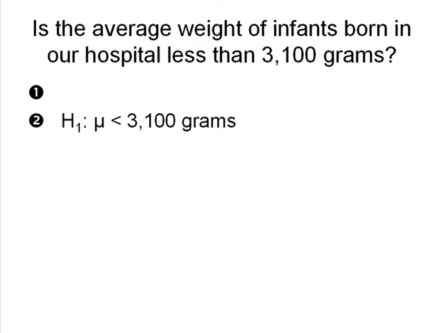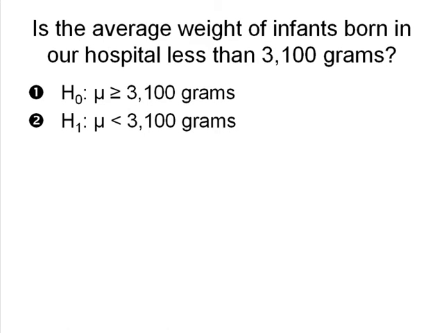And in this case, what I do is I start with the alternative hypothesis. I start with what your book calls step 2. So in this case, what I'm asking is if the mean is less than 3,100 grams. So that's what I write down. And then I move on to step 1 after doing step 2.